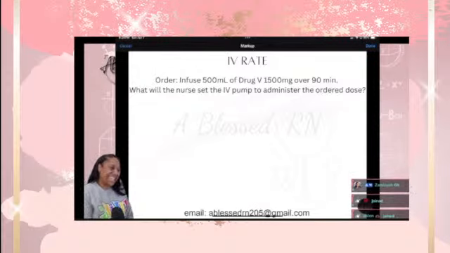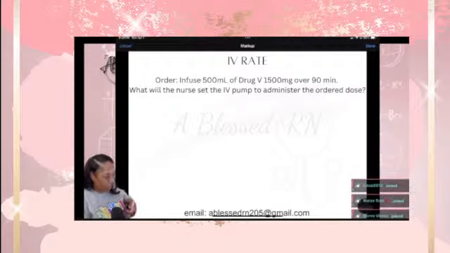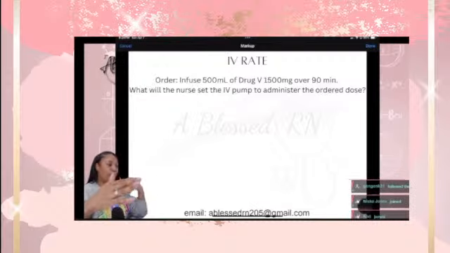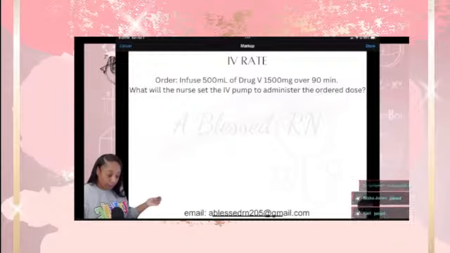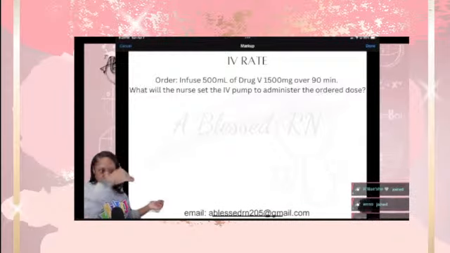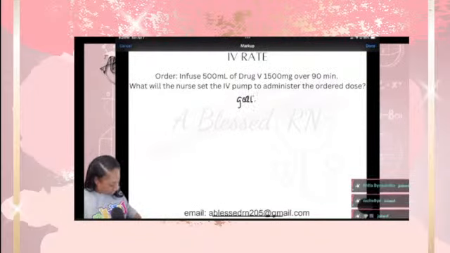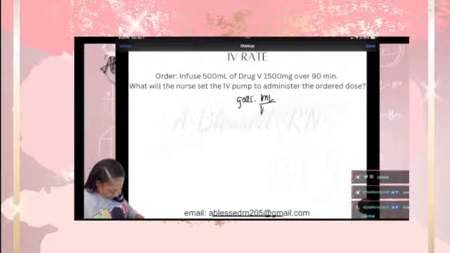IV rate. Order: infuse 500 mLs of drug V, 1500 milligrams over 90 minutes. What will the nurse set the IV pump to administer the ordered dose? Okay, so boom, we know that IV can be administered 2 ways: in a pump or via gravity. When it says IV pump, that is your keyword to know that it is milliliter on the top and hour on the bottom. We want to know volume over time. Okay, so if you're a formula person, then if it says IV pump, is milliliter on the top, hour on the bottom. If we're doing this with dimensional analysis, we know that we're going to set our goal up for milliliter on the top and hour on the bottom.